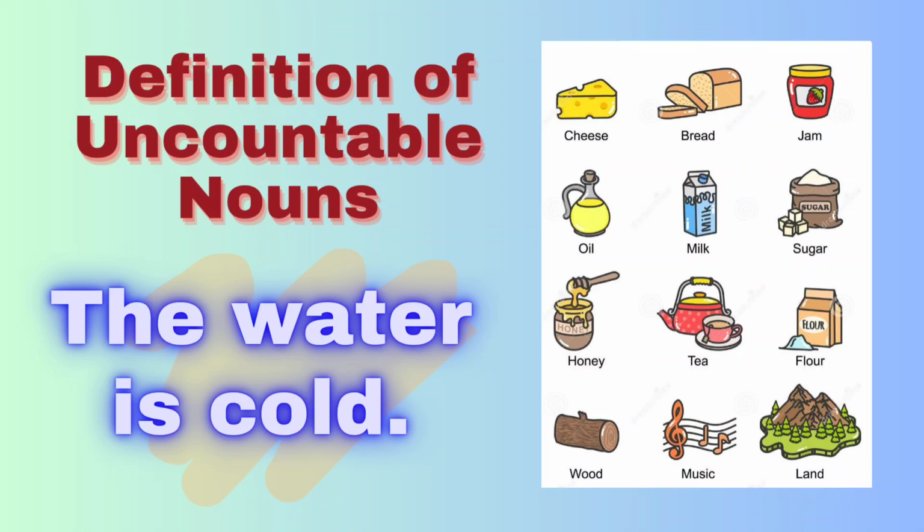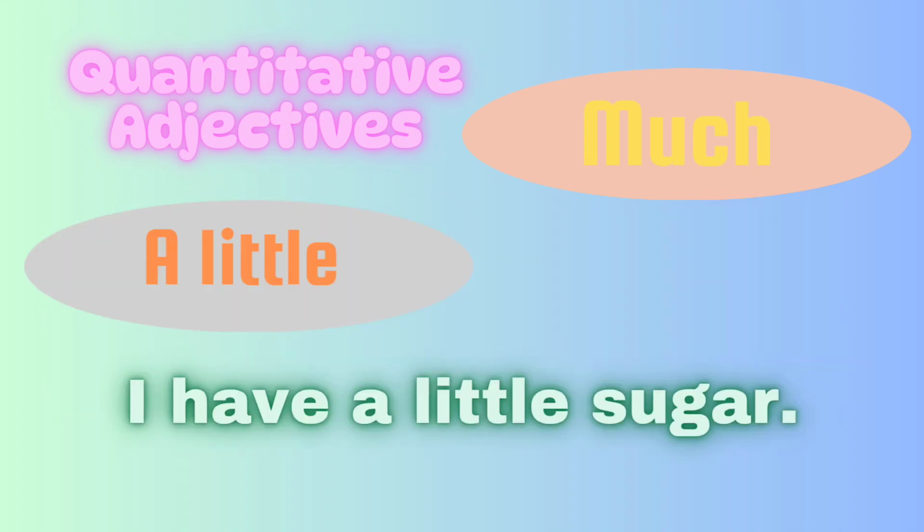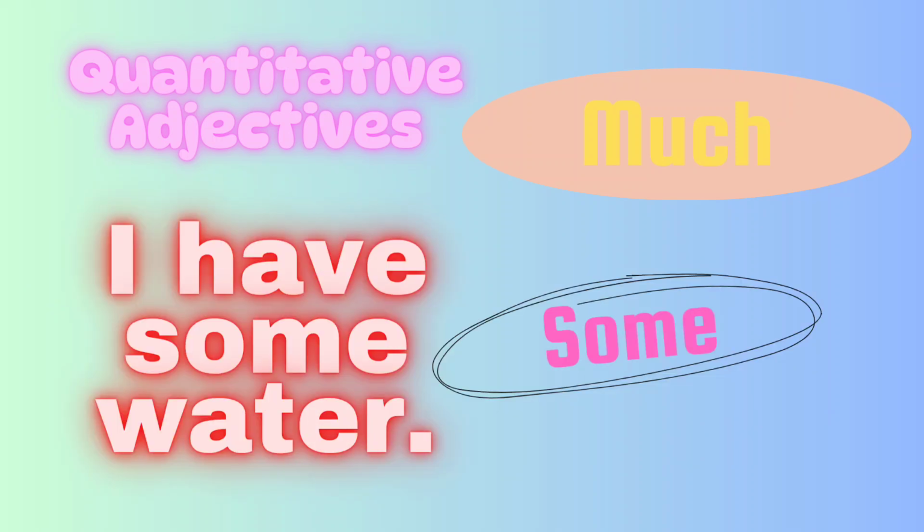How about quantitative adjectives that we can use for uncountable nouns? Much, to express large quantities. There is much water in the pool. Or a little, to express small quantities. I have a little sugar. Or some, to express unspecified quantities. I have some water.